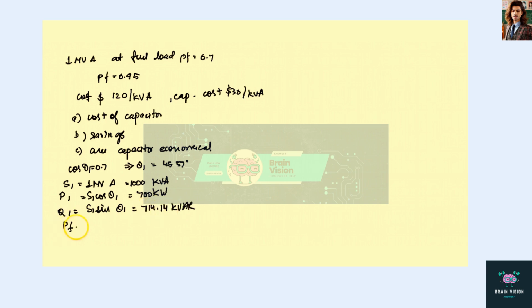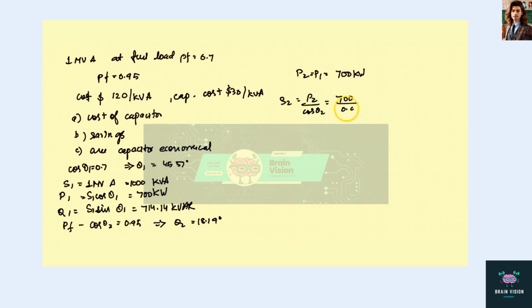Now for the improved power factor, cos theta 2 equals 0.95. From here theta 2 equals 18.19 degrees. The improved power P2 equals P1, 700 kilowatt. S2 equals P2 by cos theta 2, 700 by 0.95, equals 736.84 kilovolt ampere, and Q2 equals S2 sin theta 2, which equals 230.08 kVAR.